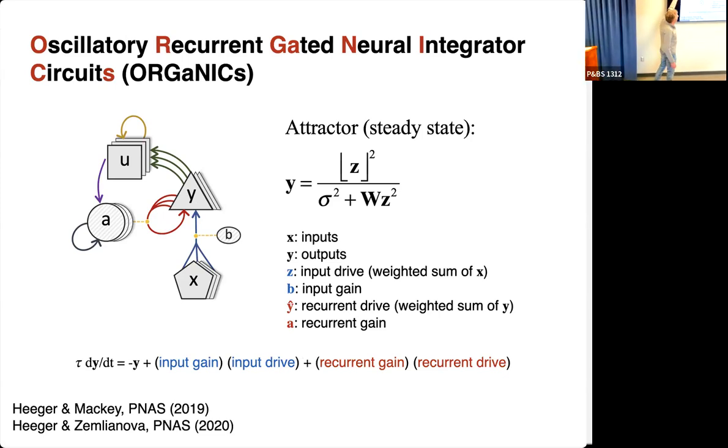And I called it organics. For those of you who know who my Nobel laureate dad is, he was awarded the Nobel Prize for organic conductors. So now when you Google Heeger organics, you get the... so that's the real reason for all of this. But it stands for oscillatory recurrent gated neural integrator circuits, and you'll see they oscillate, they're recurrent, they're gated, they're neural integrator circuits. So I'm not lying.